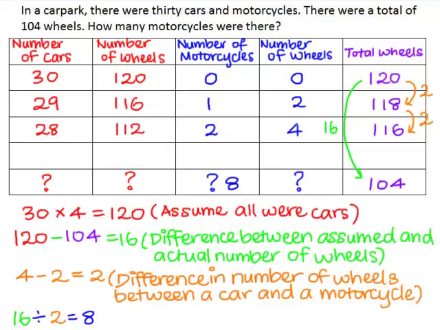So there were 30 cars and motorcycles with a total of 104 wheels. Through the guess and check method and the assumption method, we have found the number of motorcycles to be 8. And so we have found our answer. There were 8 motorcycles.